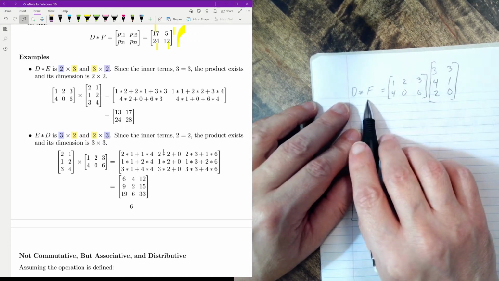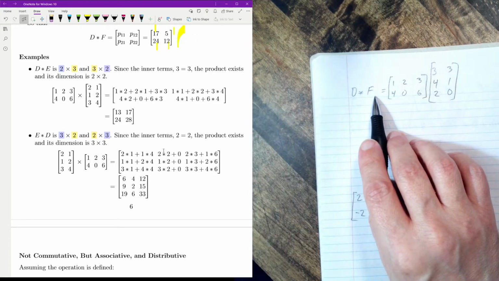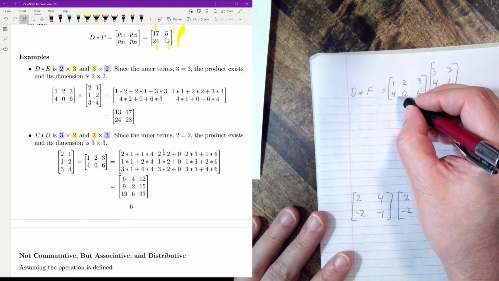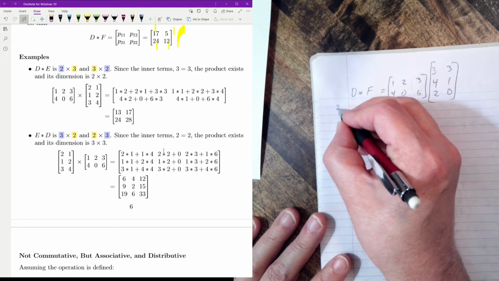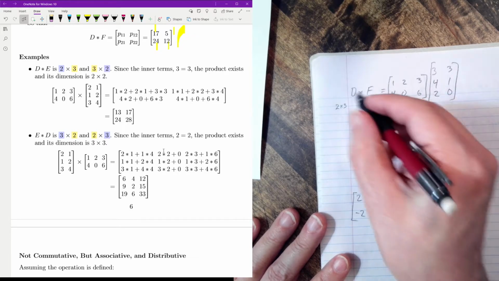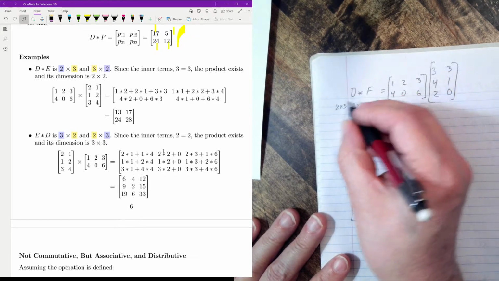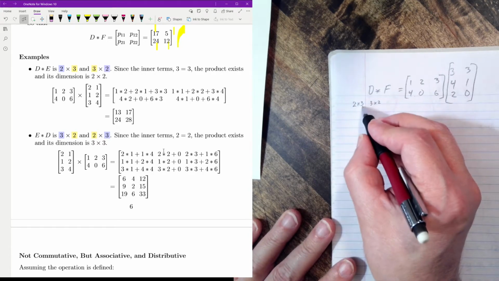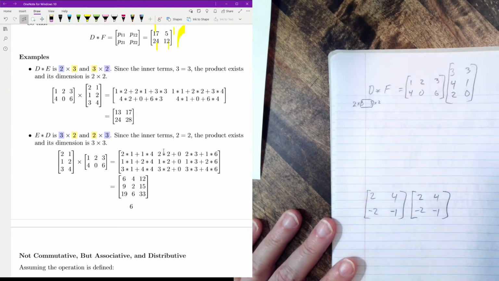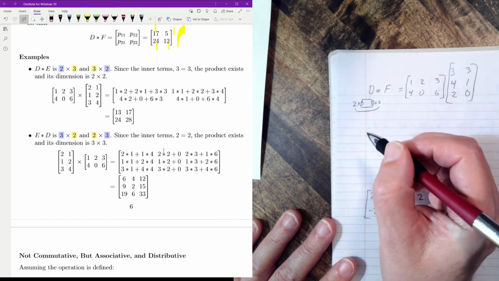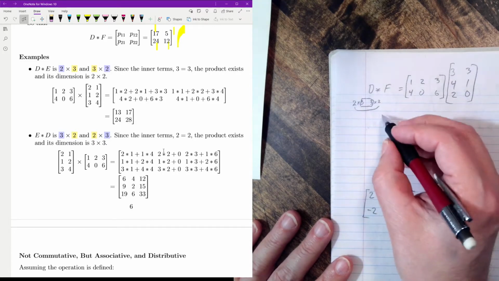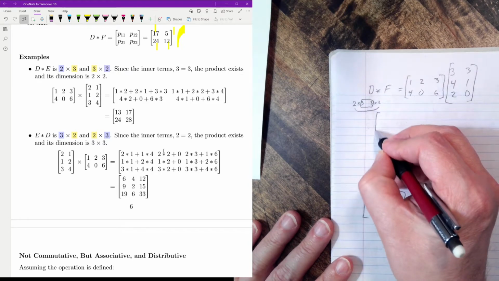So, D times F. Can we do this operation? I've written out the two matrices. We know that D is a 2 by 3 matrix, and we know that F is a 3 by 2 matrix. The threes are equal. We can do this operation. The output is going to be a 2 by 2 matrix. So we already know what size the matrix is going to be. Now how do we go about this?